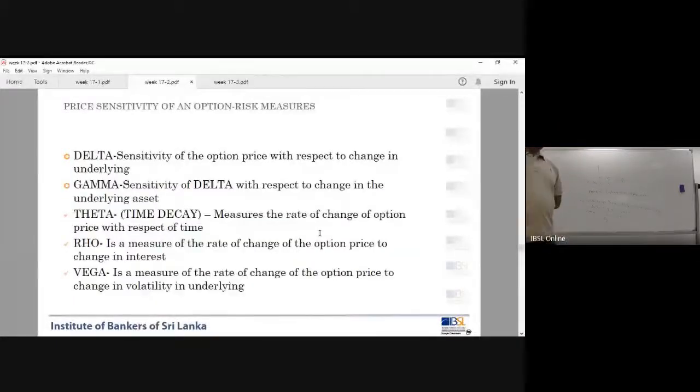Now, option price sensitivity. You all could recall, we did sometime back a measurement called duration. Right? Duration measures the interest rate sensitivity of a bond. So likewise, the price of an option also is sensitive to various factors. Right? So let's see what they are.